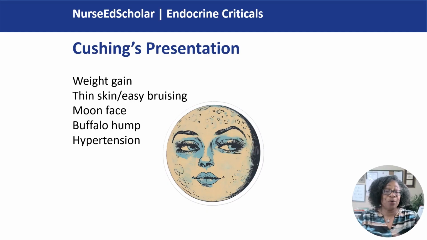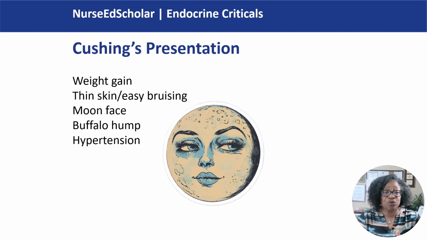Now, with Cushing syndrome, remember everything is high except the potassium. So, high, they have lots of cortisol. So, they're going to have weight gain. They're going to have a round moon pie face. They'll have a buffalo hump. They're going to have thin skin, easy bruising. They're going to have hypertension due to the retention of water. Remember, with Cushing syndrome, that sodium is high. And then also the high cortisol causes vasoconstriction. So those are causing the hypertension.